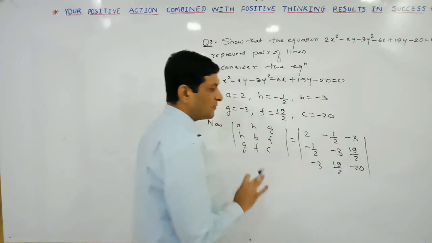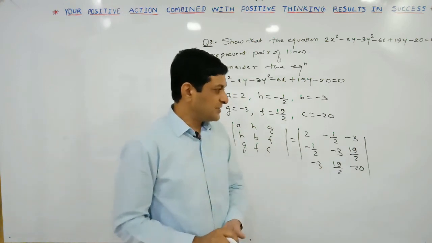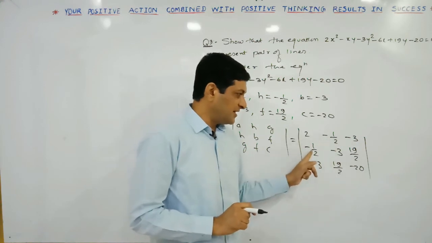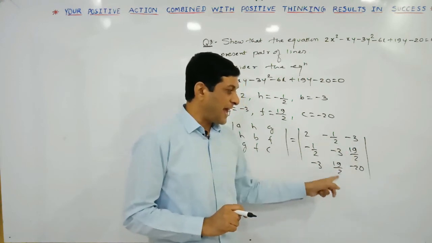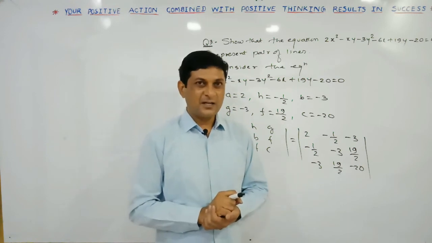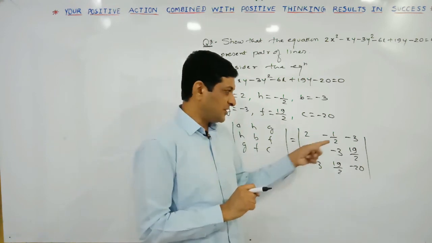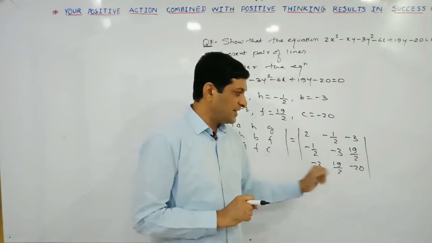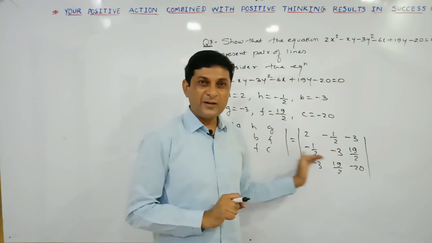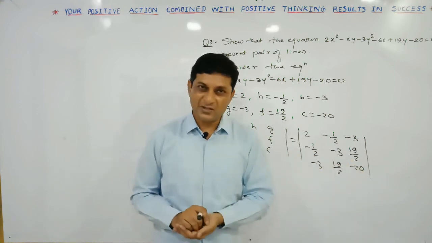Before simplifying this determinant, we can observe that in R1 one fraction is there, in R2 two fractions are there, and in R3 one fraction is there. To eliminate these fractions, observe the denominator of the fractions. Here also 2 is there, here also 2, here also 2. So multiply R1 by 2, multiply R2 by 2 and multiply R3 also by 2.